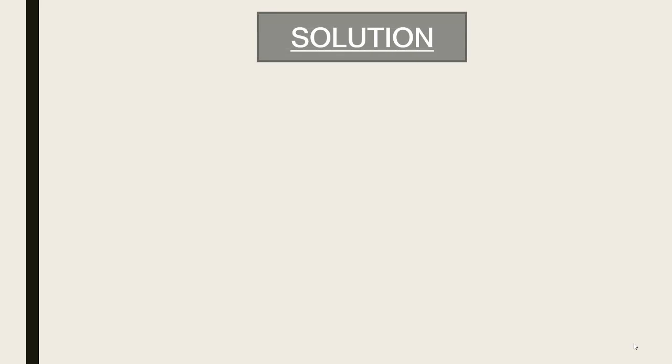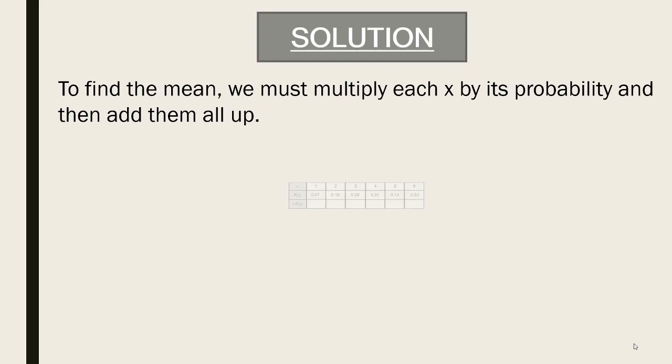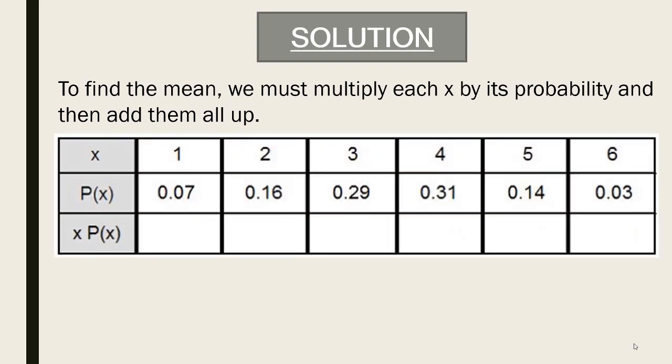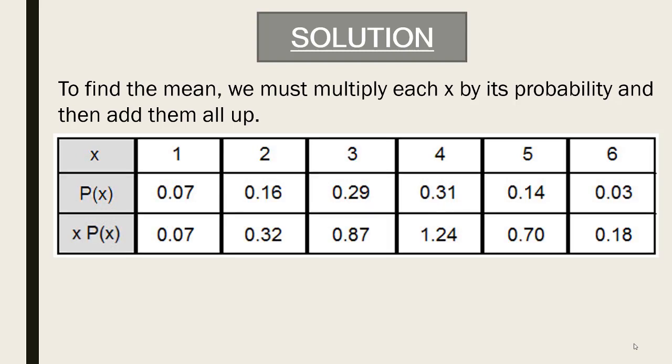Okay, so let's take a look at the solution for this practice problem. Again, I'm going to add in an extra row to my table so that I can have a space to put my x times the probability of x. So in my first column, 1 times 0.07 is 0.07. 2 times 0.16 is 0.32. 3 times 0.29 is 0.87. 4 times 0.31 is 1.24. 5 times 0.14 is 0.70. 6 times 0.03 is 0.18.